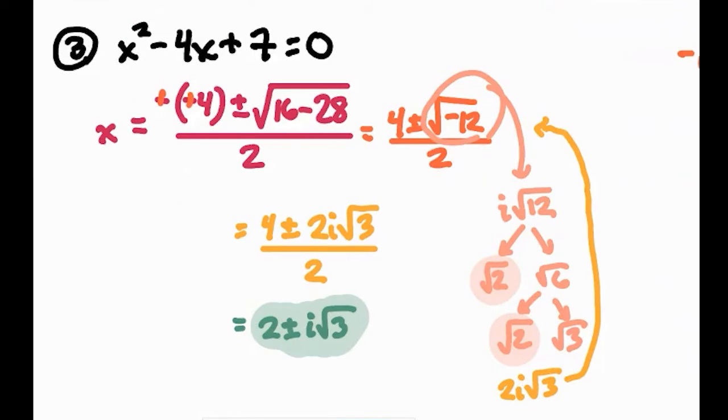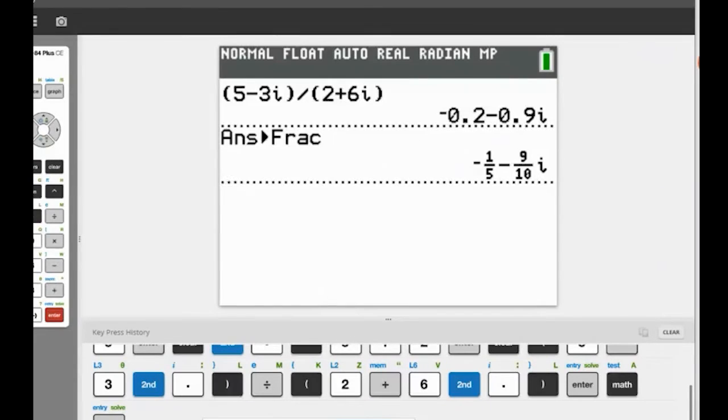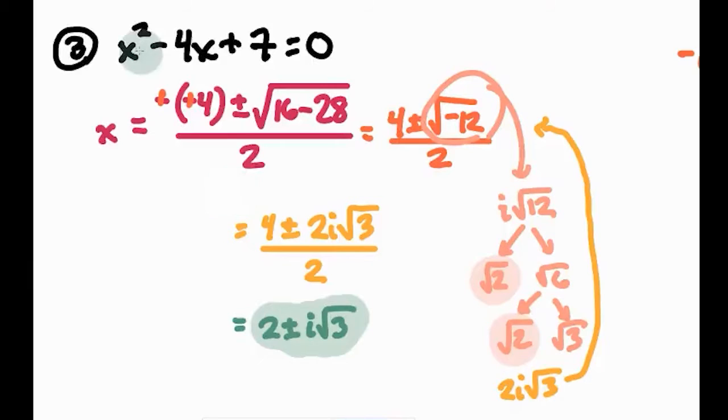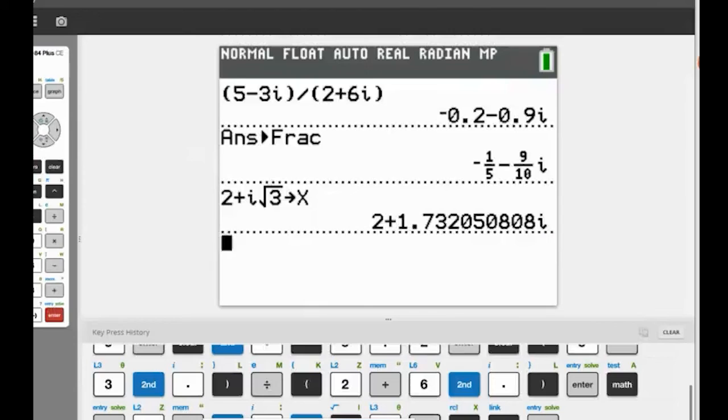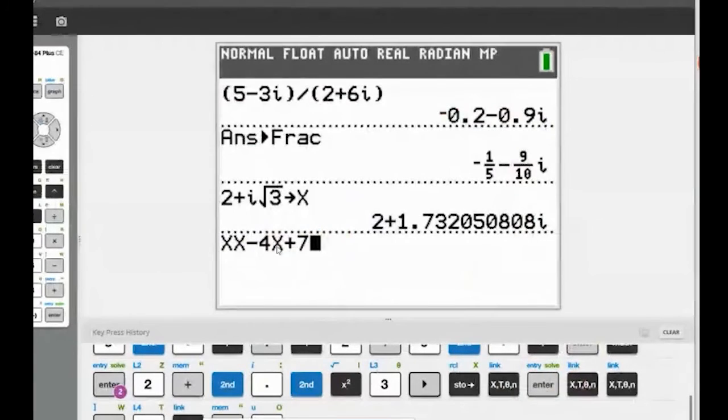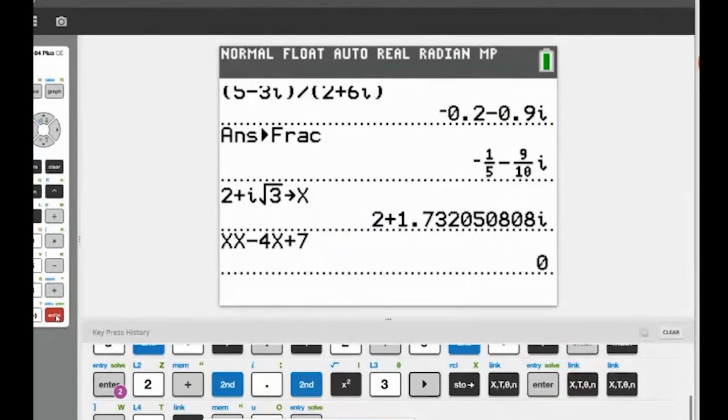I'm also going to show you how to check your work on this, on your calculator. So check this out. You can do 2 plus i times the square root of 3, and I'm going to store this in for x. So I'm going to say that's my x. And what you can do is just rewrite the original problem, this part right here, with x, and you should get a 0. And if you get a 0, that means you have the right answer. So I'm going to write x squared minus 4x plus 7. I should enter this, and it should spit out a 0. So then we know we got the right answer.